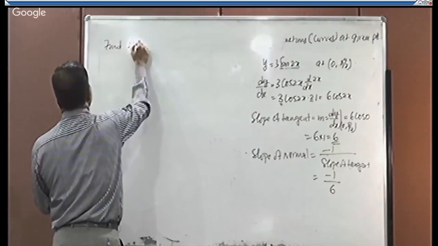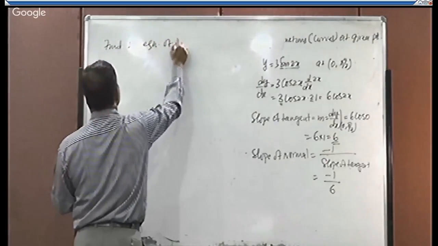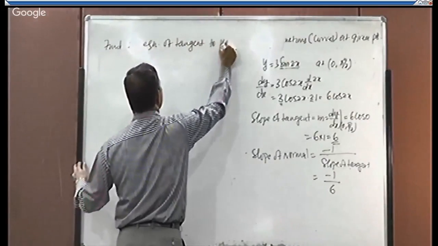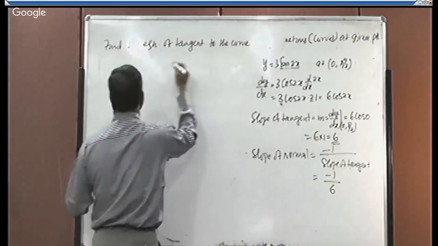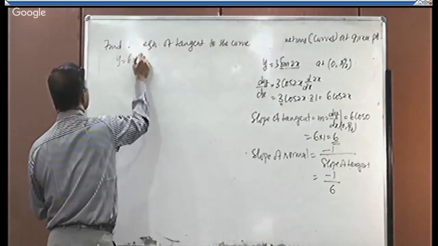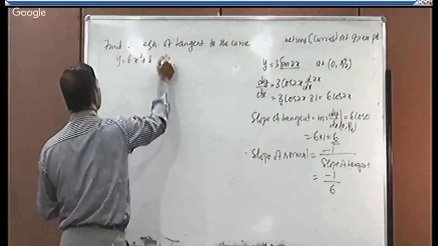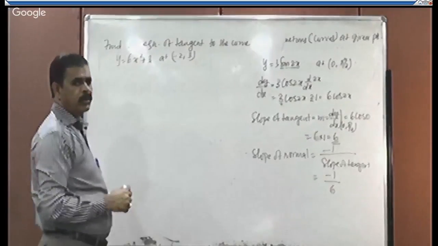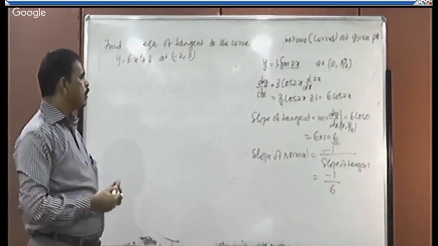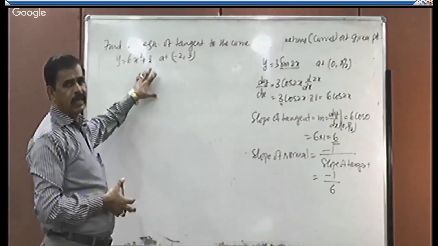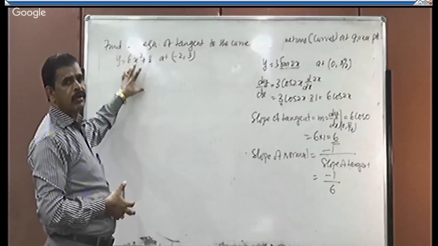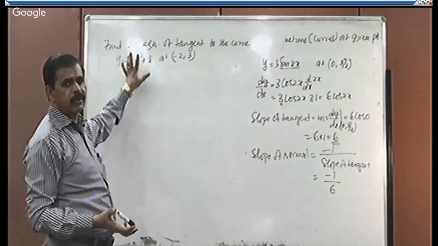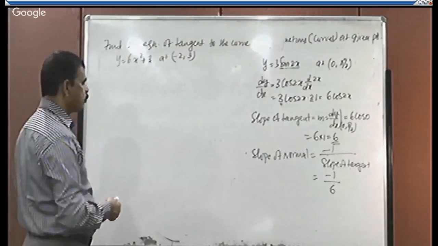Find the equation of tangent to the curve y is equal to 6x square plus 3 at minus 2 comma 3. So this is a repetition of straight line. Only extra is what? We have to get the slope in a different way. By using differentiation, we are going to find the slope. After that, the procedure is the same.